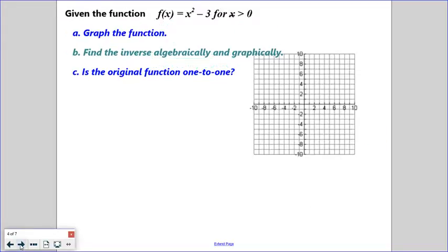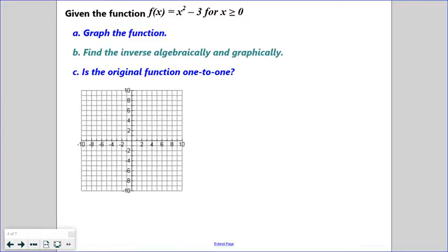Okay. Let's look at one more in this same topic here. So your next one says f of x equals x squared minus 3 for x is greater than or equal to 0.